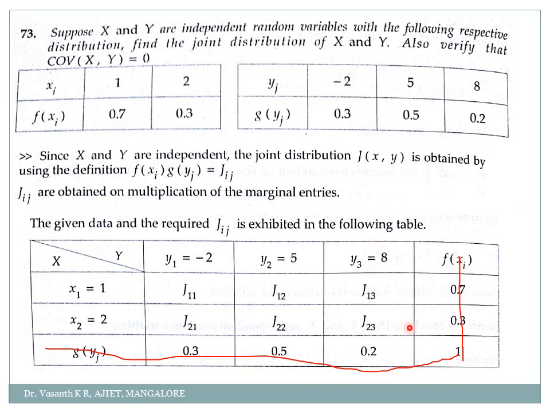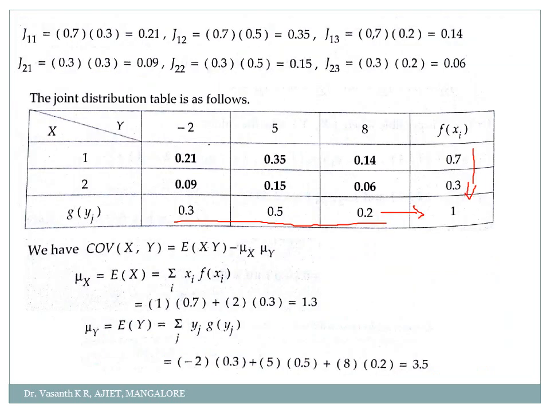Okay. Next value. How will you write probability of this one? J13, how will I? See here. J11, as I said. So probability of 1 is 0.7 and probability of minus 2 is 0.3. So it will give me 0.21. Next, this value, how to write it? So probability of 1 is 0.7, probability of 5 is 0.5. So 0.7 into 0.5 will give me 0.35. Next, how will I write this value? Probability of 1 is 0.7 into probability of 8 is 0.2. So 0.7 into 0.2 will give me 0.14.